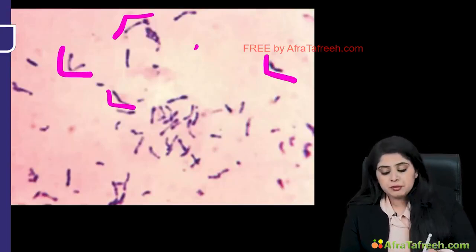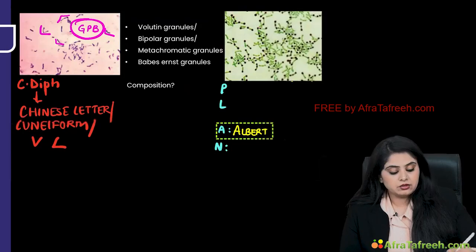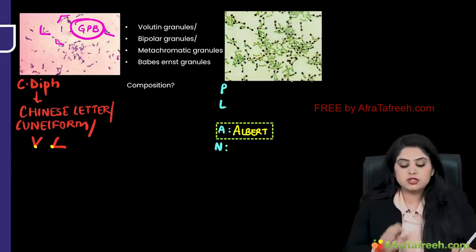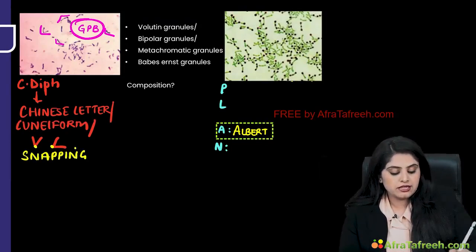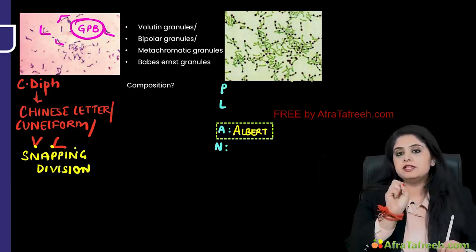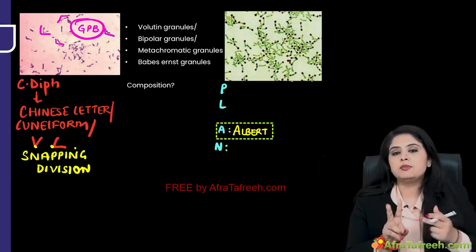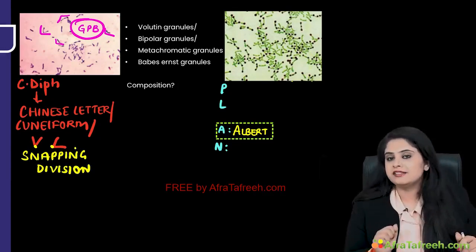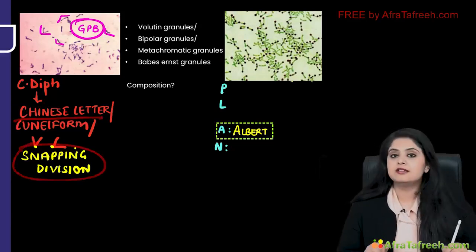Why are they purple? Because I'm talking about gram-positive bacilli for the time being. Now you'll ask me, why are they V-shaped? Why are they joined? Some letters you'll see they are joined, and that is because of snapping division. The reason for that jointedness is going to be snapping division, which means that one bacterium divided into 2, but they didn't separate. Division happened, but they did not separate. So basically they are like conjoined twins. That is how I've learned it. So the reason for Chinese letter is snapping division.